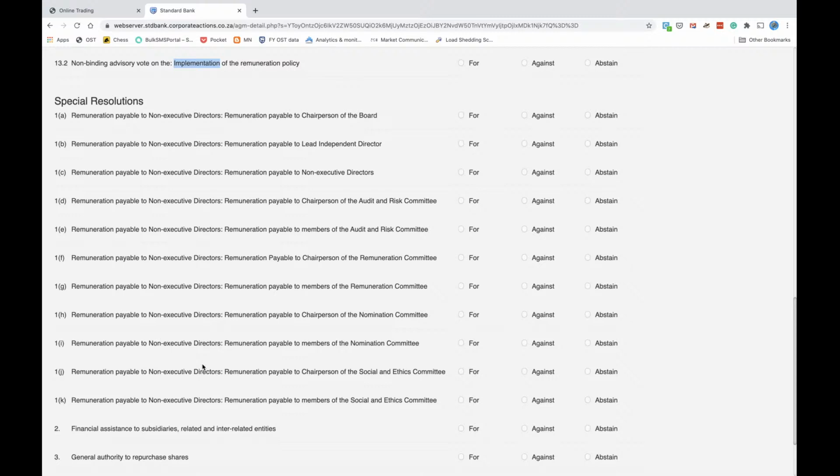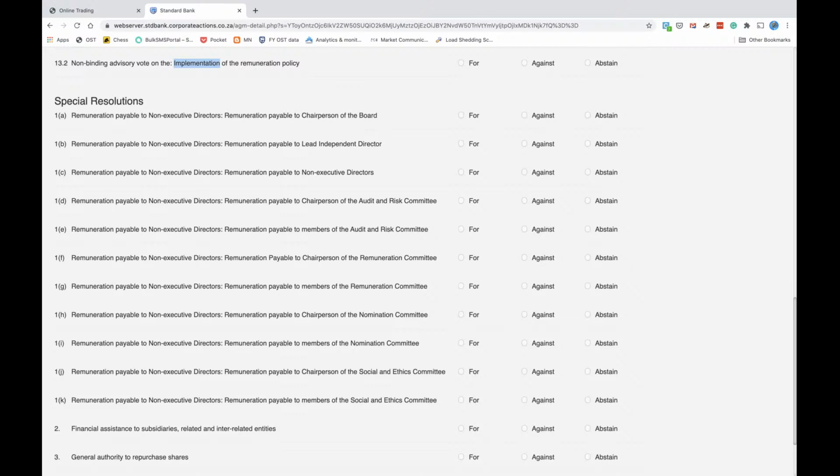Yeah, if you've got the same share in different accounts within Online Share Trading, you will have to do this for each account. Because I hold shares across different portfolios in Online Share Trading, I have to do it in my various different accounts. It's Shoprite, and I'll be voting the same for all of them, but I've got to go and do it within each particular account.